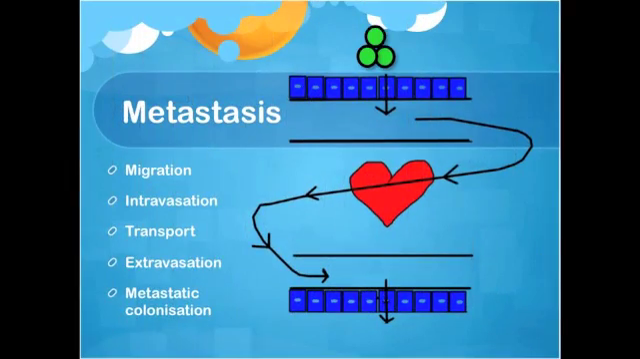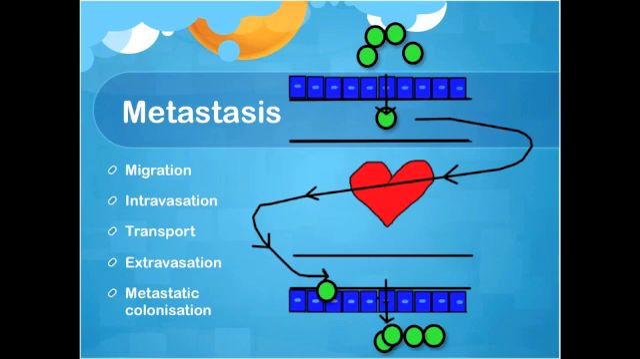Once the tumour is developed, the cells migrate to the edge of a blood vessel. Then intravasation occurs where they enter the blood vessel. Transport then occurs where it moves through the vascular system. Then extravasation where the cell moves out of the blood vessel. Metastatic colonization then occurs where a new tumour develops.